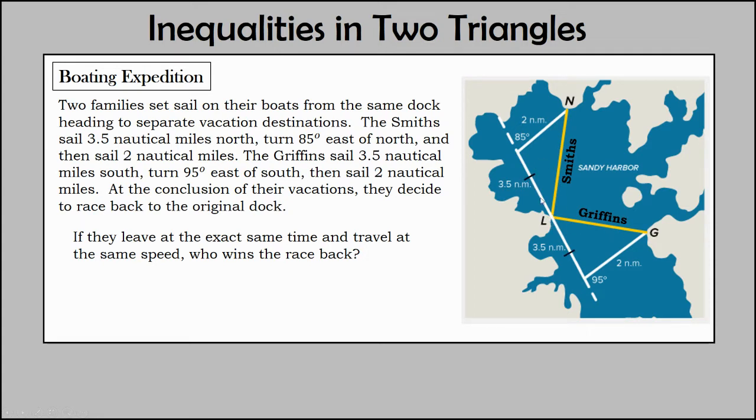Okay, now what happens is we get a hinge. So 3.5 miles, 3.5 miles. So this side of the triangles are congruent. 2 miles, 2 miles. So there's our hinge. The exact same lengths are making up these two angles.